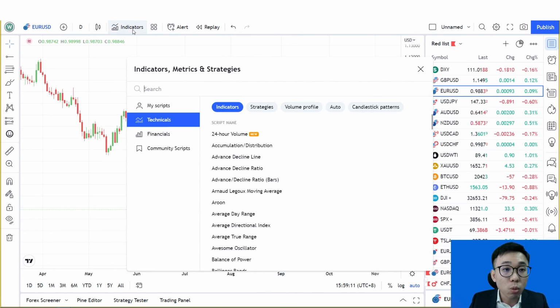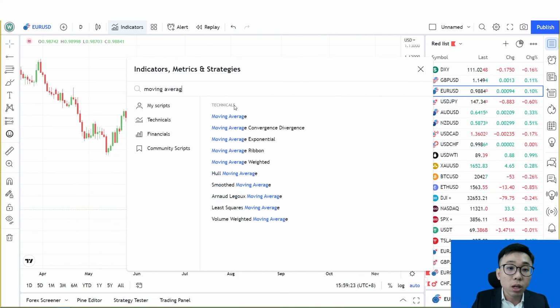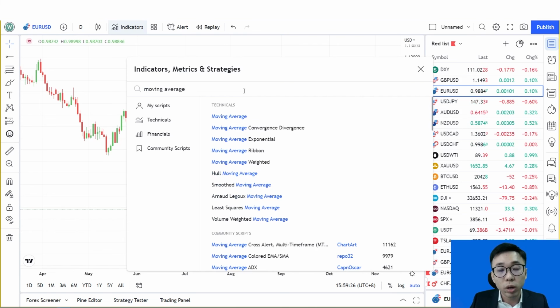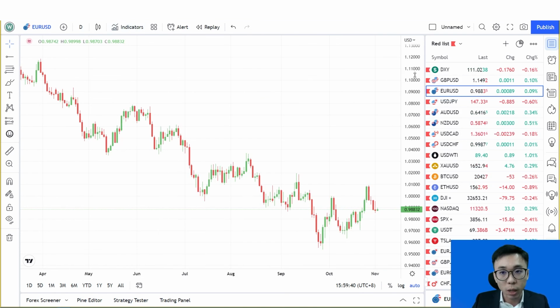So indicators, we have a few. Some which I would recommend is to look at MACD, because MACD is quite straightforward to use. And another one that I would recommend using is moving average, because moving average has been one of my staple indicators throughout these few years of me trading. I would use like the 200 moving average or 100 moving average in order to determine my trades. So these are a few that I would recommend using.